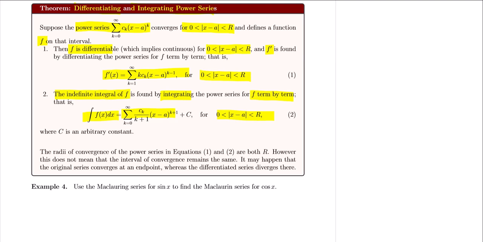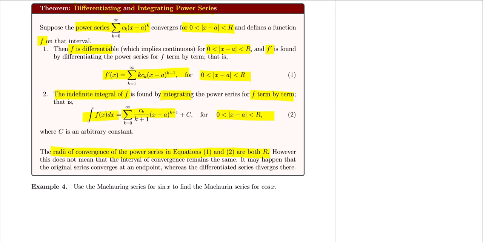Now, what I want you to note here is that the radii of convergence for the power series in equations 1 and 2 are both r. So if you figure out the radius of convergence for the function, and it's r, then that's also going to be the radius of convergence for the derivative and the integral.